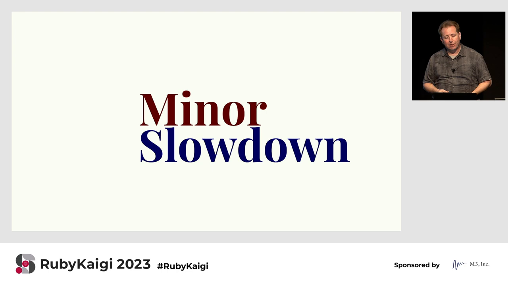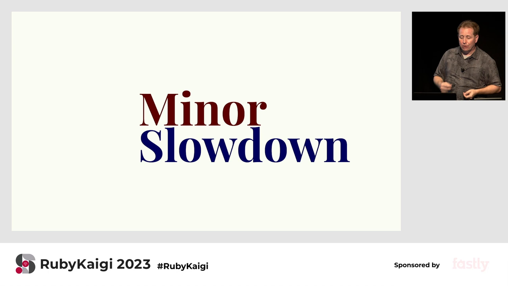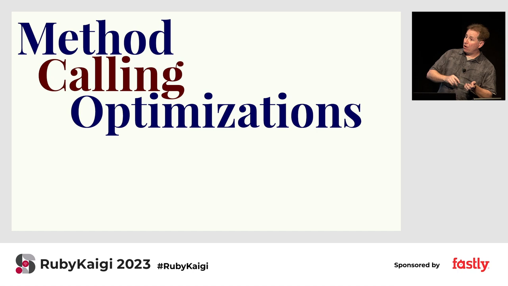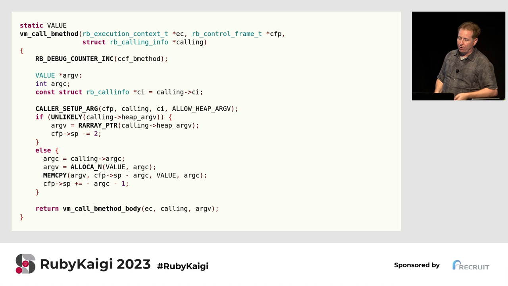Now, thankfully, due to my work on fixing these bugs, I learned a lot about Ruby's internals. And with what I learned, I developed a series of patches to optimize method calling in certain cases. And my goal with this series of patches was to offset the minor slowdown that was introduced by the bug fixes. One of the optimizations was to B method calling. So here is the code for VM call B method again.